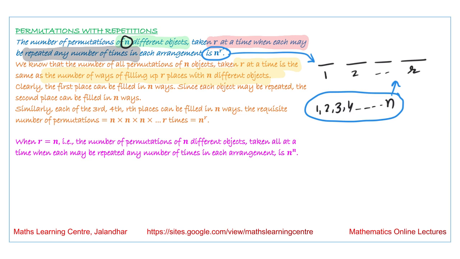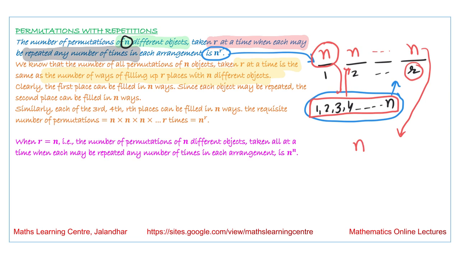So how are we getting the answer? If we want to fill the first place, we can fill it with any one of these n items. So there are a total of n options from which it is to be filled. Then the second place is to be filled with n options. Continuing in this way, the rth place can be filled with any of these n options. So the product of all these terms is n raised to the power r. So the required number of ways is n raised to the power r.